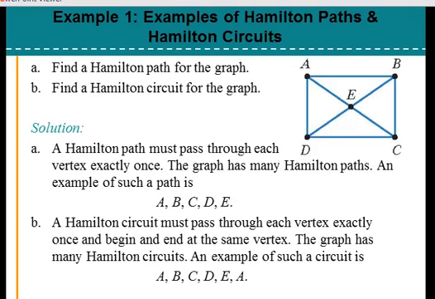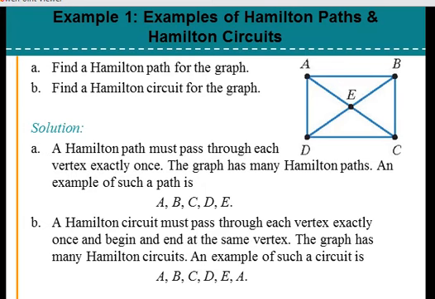Example 1. Examples of Hamilton paths and Hamilton circuits. Part A: find a Hamilton path for the graph to the right. Part B: find a Hamilton circuit for the graph.